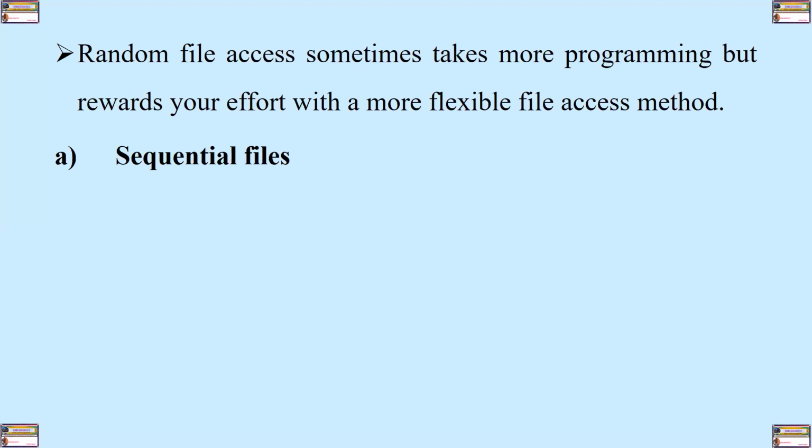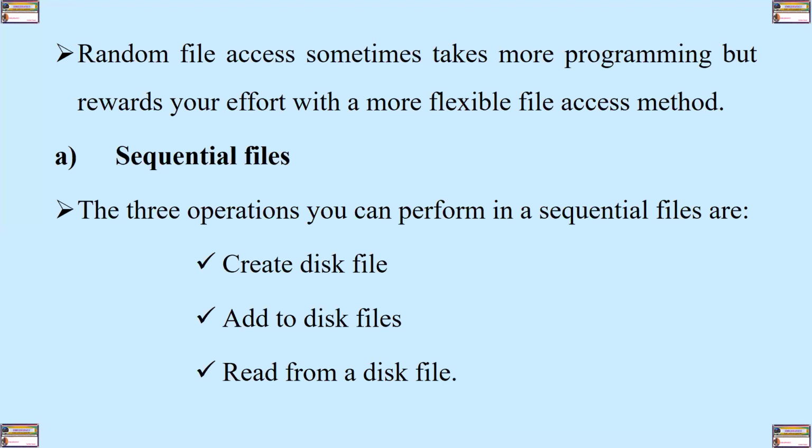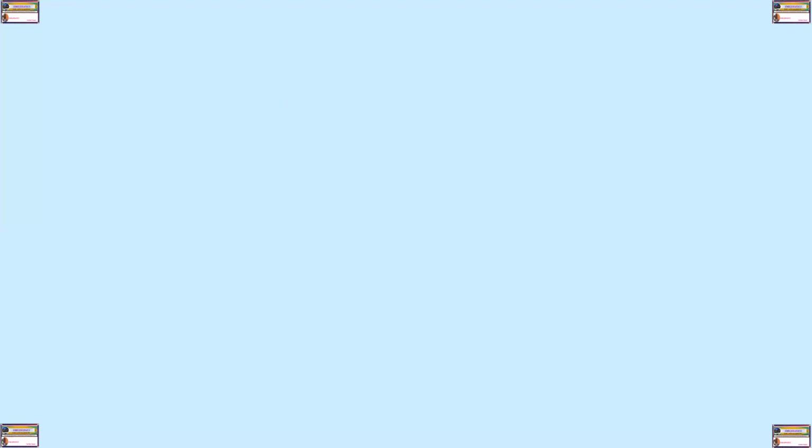Let's look at sequential files. The three operations that you can perform on a sequential file are: 1, creating a disk file, 2, adding to a disk file, and 3, reading from a disk file.